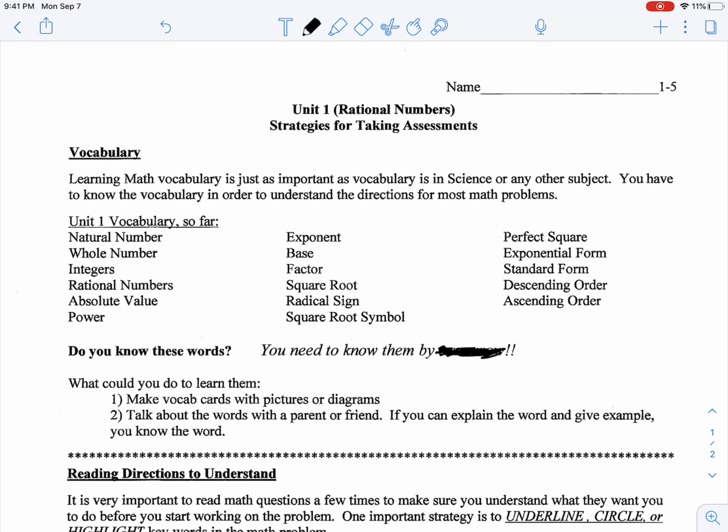In order to know the vocab, you could make some vocabulary cards with pictures or diagrams, or you can talk about these words with a parent or friend. So just be sure that you can either explain these words or give a good example for each vocabulary word here.